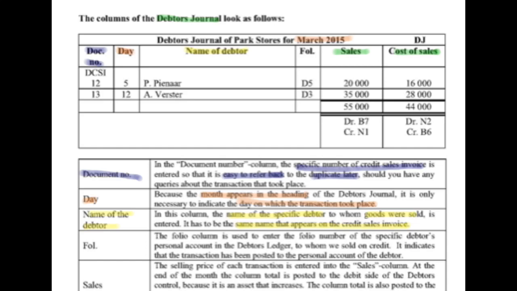Our fourth column is the folio column. The folio column is used to enter the folio number of the specific debtor's personal account in the debtor's ledger to whom we sold on credit. So it indicates that the transaction has been posted to the personal account of the debtor. Technically you will only start to fill in this column once you start to post to the relevant accounts in the debtor's ledger.